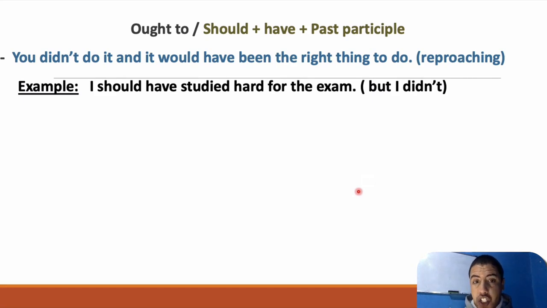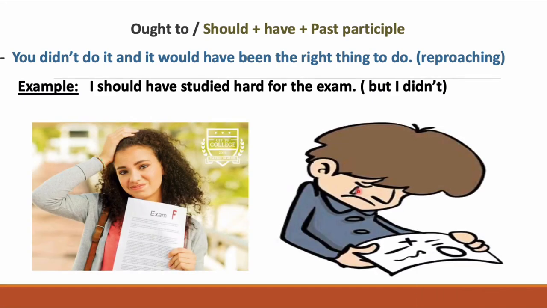And after the exam, the teacher gave us our papers. When the teacher gave us our papers, I found out that I didn't get a good mark. I failed the exam. And when I failed the exam, I saw that my friends were very happy because they got good marks. For me, I didn't get a good mark, I started crying. Then I said to myself, I should have studied hard for the exam, but I didn't do it. It's like I'm expressing regret here.